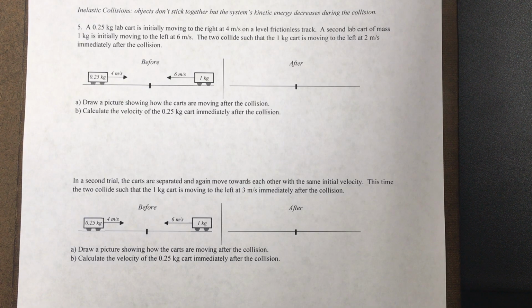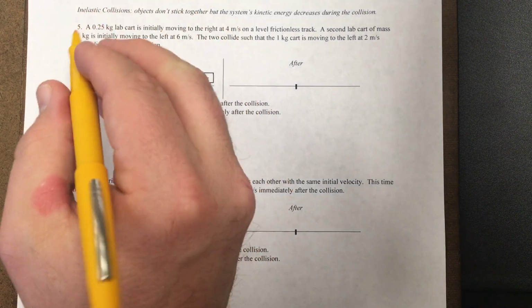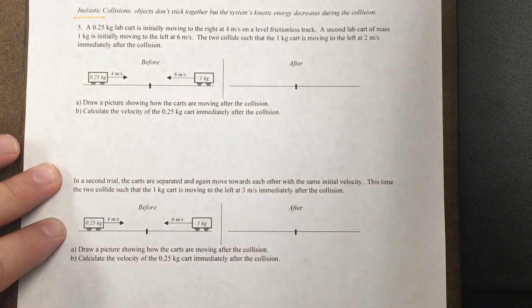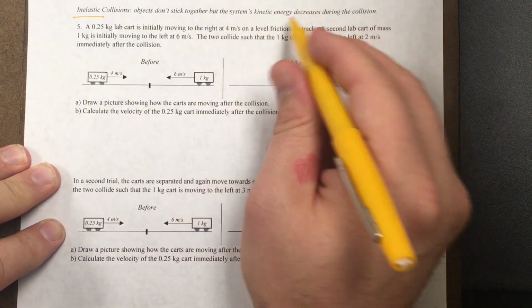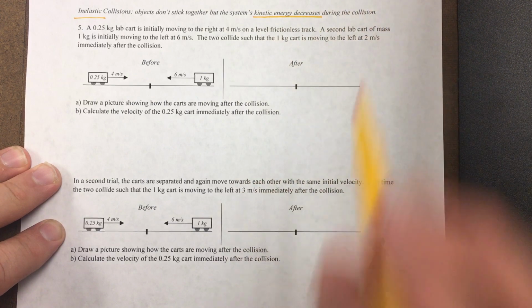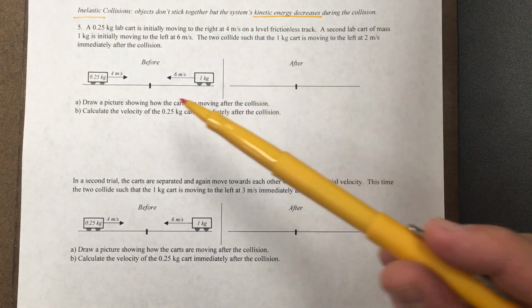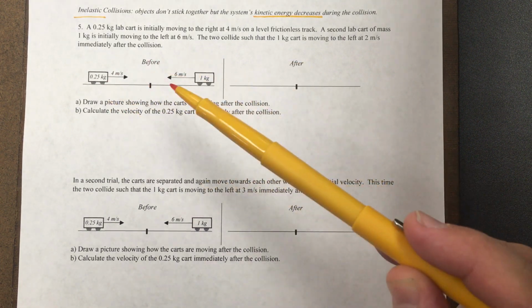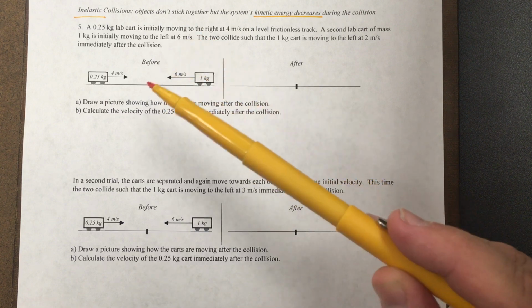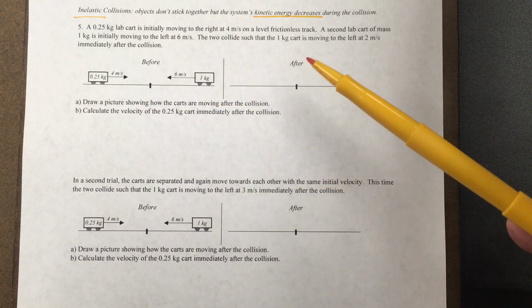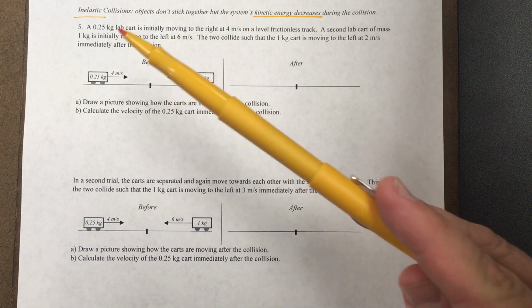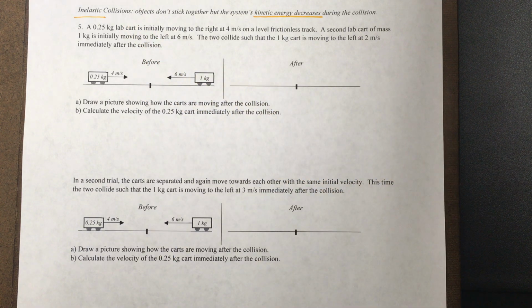Let's look now at example number 5, which is going to feature an inelastic collision. Inelastic collision means that the kinetic energy of the system decreases during the collision. The objects could stick together, but they don't have to stick together. So we're actually going to look at two different situations where the before situation is the same and the after is different, and compare elastic to inelastic so we can see the differences.